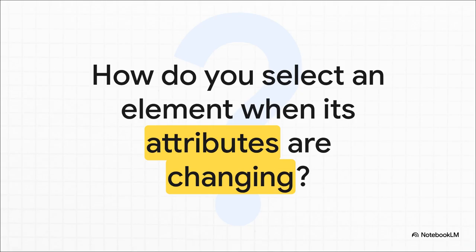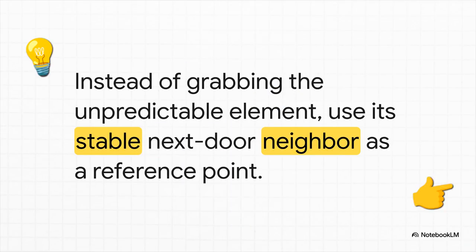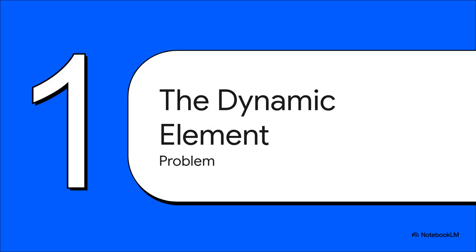So how do you even deal with that? Well, the answer is actually kind of brilliant in its simplicity. Instead of trying to grab that shaky, unpredictable element directly, you use its stable, reliable next-door neighbor as a landmark. So first, let's take a second to really break down why these dynamic elements are such a pain for automation and why our usual selectors just fall apart when they encounter them.